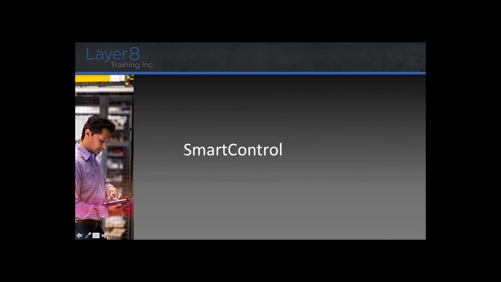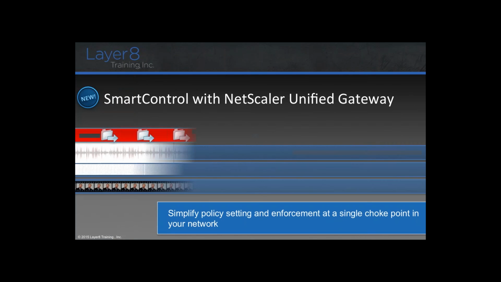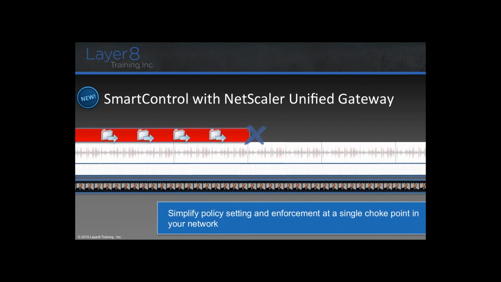SmartControl allows policy-based management decisions for ICA connections through the VPN. So now we can define our SmartControl policies. We can apply these at the session level to control a user's ICA environment and to further manage ICA connections with smart group sorting decisions. So new, we have SmartControl with our Unified Gateway. Here you can see we are going to push through, based on our policy settings, voice and audio, and we might block or throttle back file transfers. So we have simplified policy settings and enforcement at a single choke point within your network.